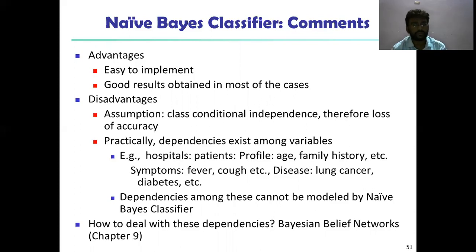For example, in hospitals we have a patient profile: age, family history, and diseases of the family, etc. And symptoms such as fever, cough, etc. And diseases such as lung cancer, diabetes, etc. The dependencies among these can't be modeled by the Naïve Bayes classifier. A family may have a few symptoms, or the patients may have family-based diseases, and there is regular connectivity among diseases. If all are treated as independent, we can't get accurate values in a few cases.